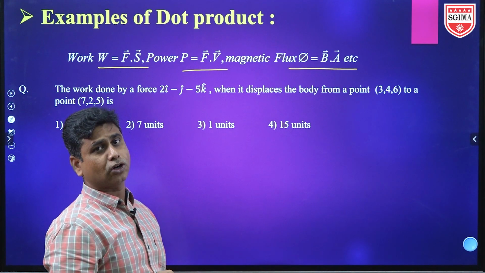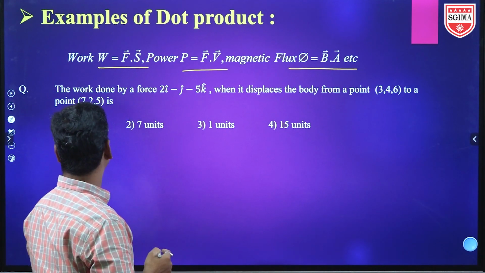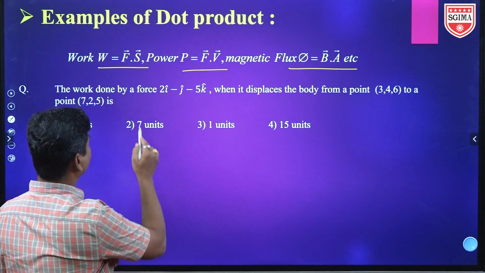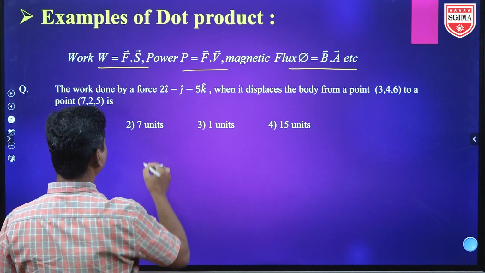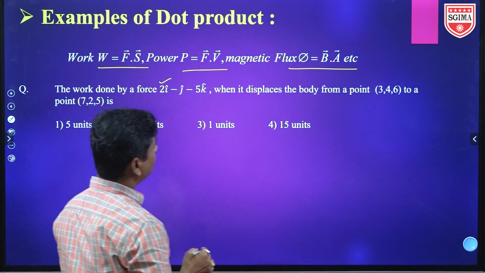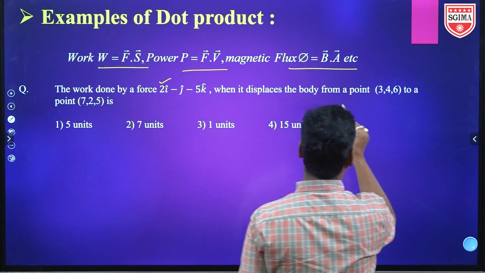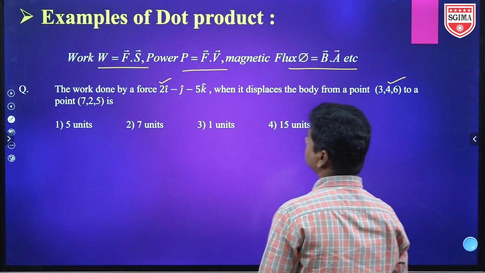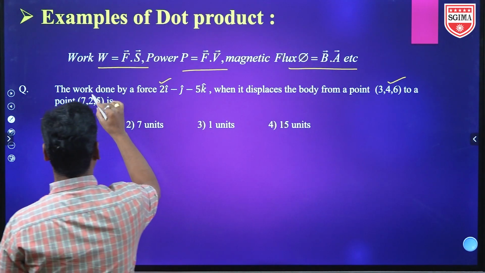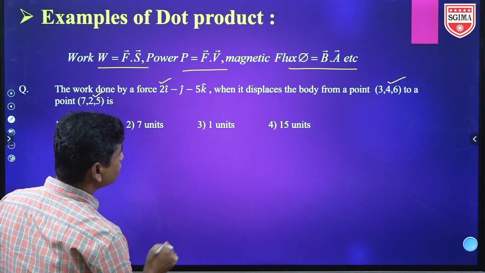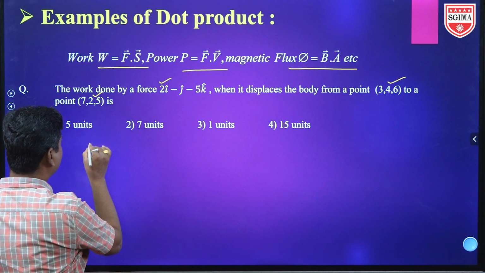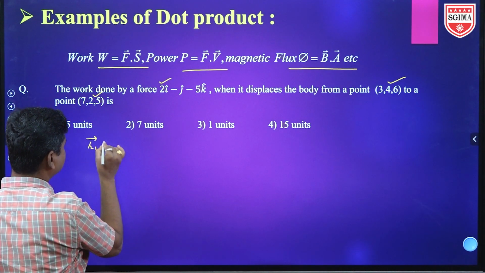Electric flux means E bar dot A bar, we can take. These are the examples for that. Next, work done by a force. It is a force vector. When the body is displaced from one position to another position, the initial position is denoted R bar, R1 bar otherwise.